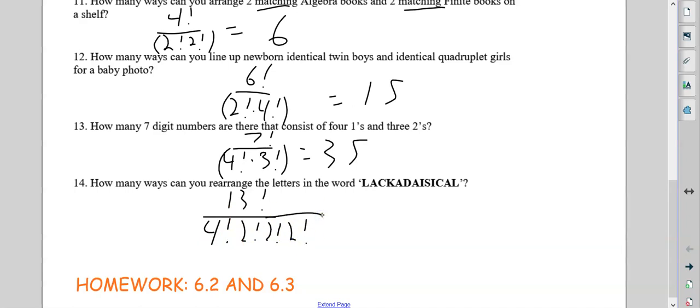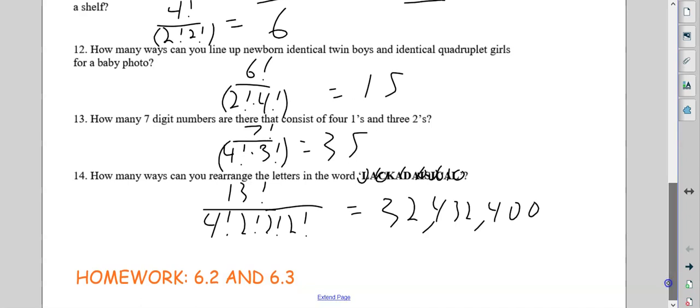Okay, we go through and, you know, we got 1 A, 2 As, 3 As, 4 As. Okay, we have 1 L, 2 Ls. We have 1 C, 2 Cs. We have 1 I, 2 Is. K and D are not repeats. Put that in your calculator, you get 32,432,400 different ways. And that's it.